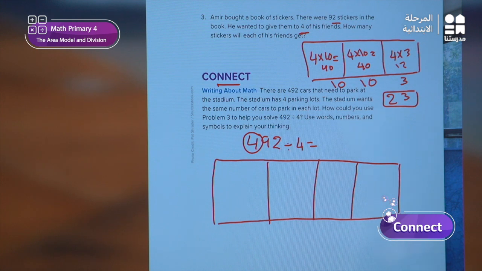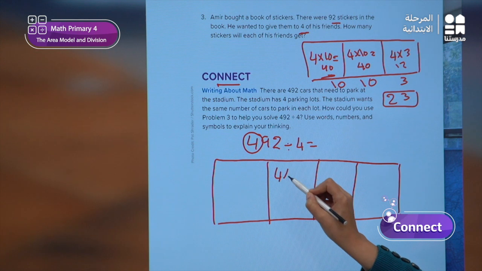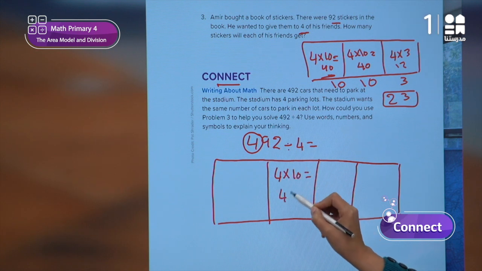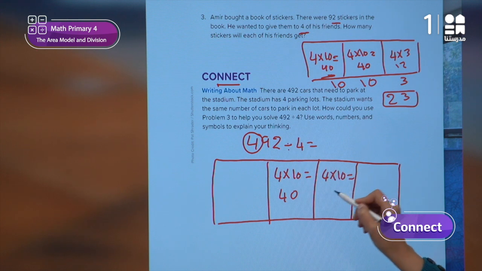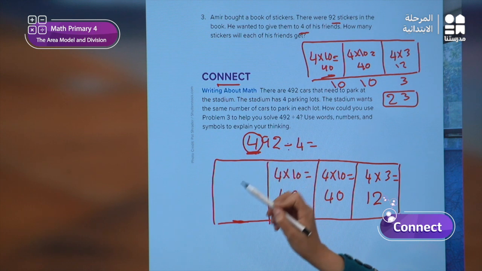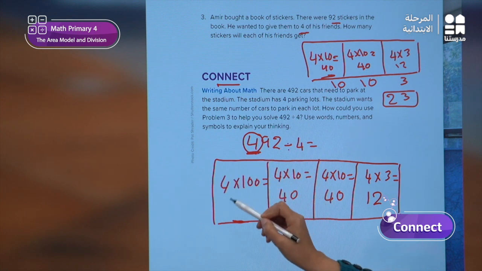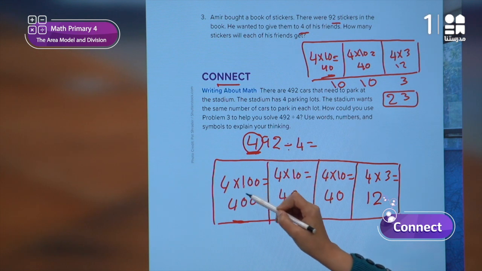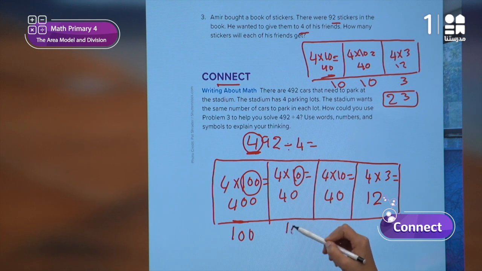I will make it 4 parts like you see. I will do 4 times 10 equals 40. Like problem number 3, 4 times 10 equals 40. And the last one, 4 times 3 equals 12. Okay, what about the first part? The first part is the 400. So I will do 4 times 100 equals 400. Here in the first part, I will put the 100. The second part, here I'll put 10.